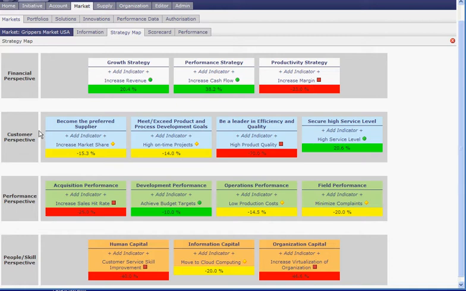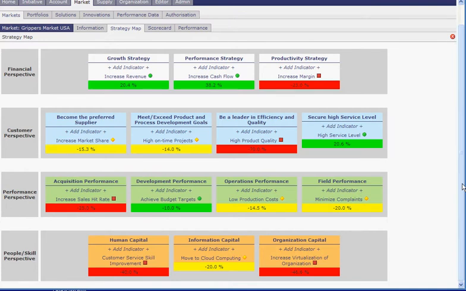The customer perspective is the value proposition, which defines actually the source of the value of the company. For instance, a customer perspective could be to become the preferred supplier, and the objective would be increased market share, meet or exceed product processes and goals, high on-time project delivery, be a leader in efficiency and quality, have a high product quality kind of objective, secure high service level. This has been layer 2, customer perspective.